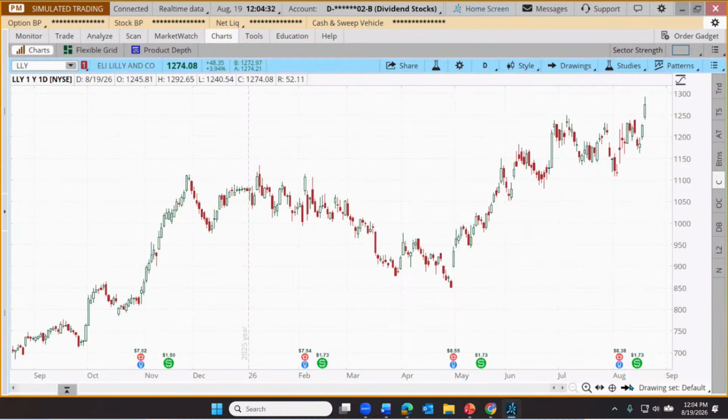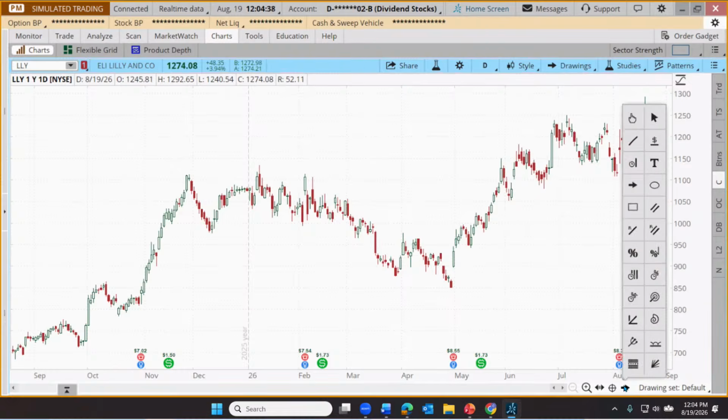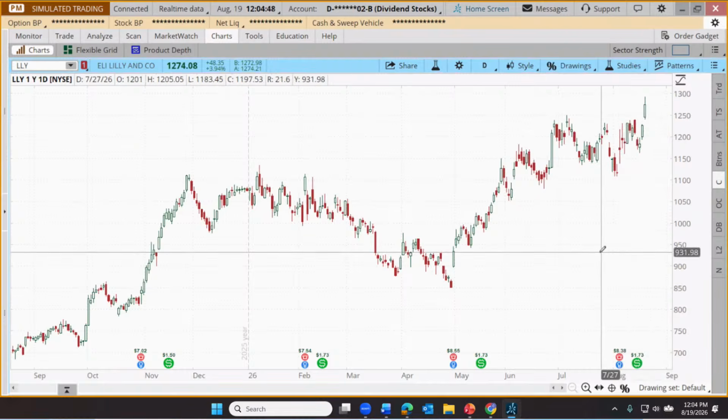But this is actually found in our drawing tools down here in the lower right. Right now, my active tool is an arrow tool. I'm going to click on that, and I'm going to select from our menu of tools here the one that looks like a big percentage icon. Fibonacci retracements is the tool that we're going to be using.